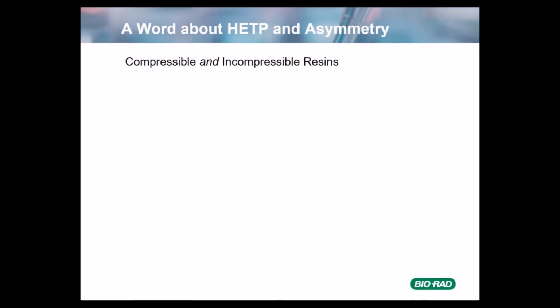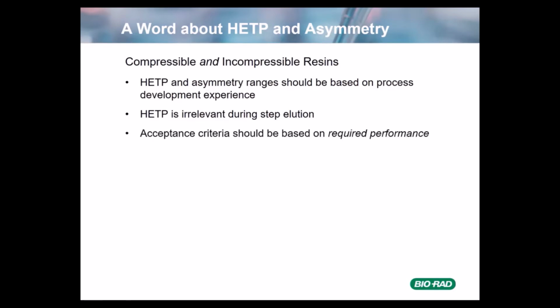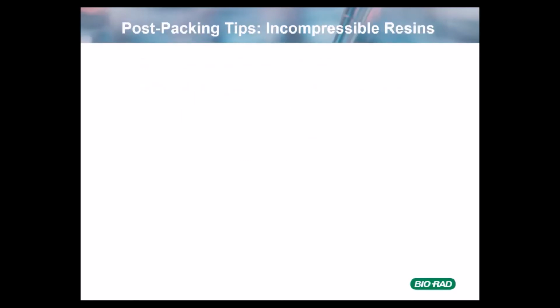Now, a word about HETP and asymmetry, and again, this goes for both compressible and incompressible resins. First of all, the ranges that you select should be based on process development experience. HETP is irrelevant during a step elution. You need exactly one plate. The protein goes on and it comes off. So the acceptance criteria should be based on required performance of your particular step. We provide vendor data that show what we get in our hands. This is what's achievable, and it may exceed your requirements.